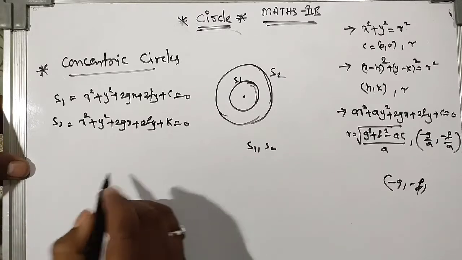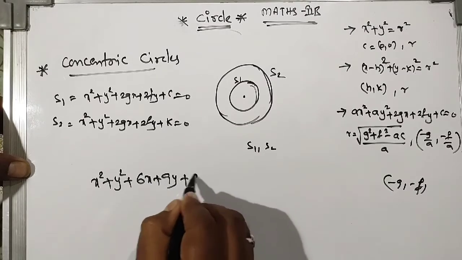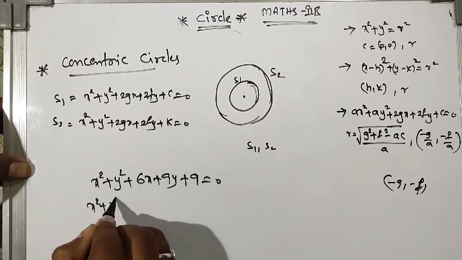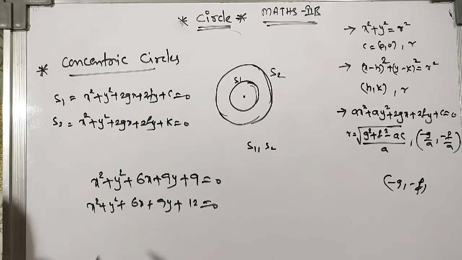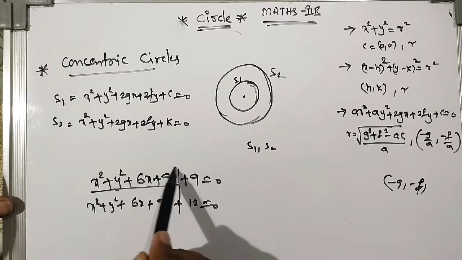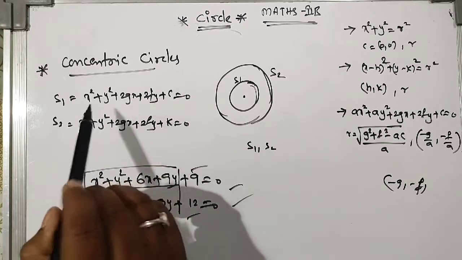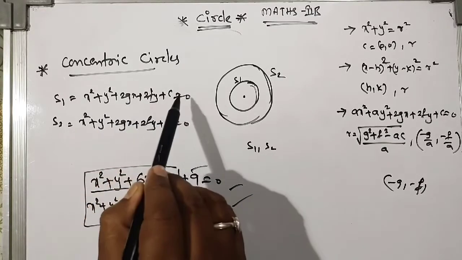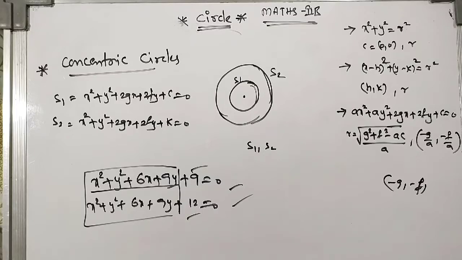For example, here x square plus y square plus 6x plus 9y plus 9 is equal to 0, and x square plus y square plus 6x plus 9y plus 12 is equal to 0. If you observe here, these terms are all the same for both equations and only the constants are changing. So when these terms are the same and only the constants are different, then we can identify that they are concentric circles. They have the same center. So in that way we have to identify. So x square plus y square plus 2gx plus 2fy plus c, and x square plus y square plus 2gx plus 2fy plus k are both concentric circles.